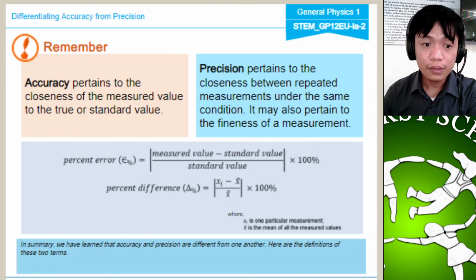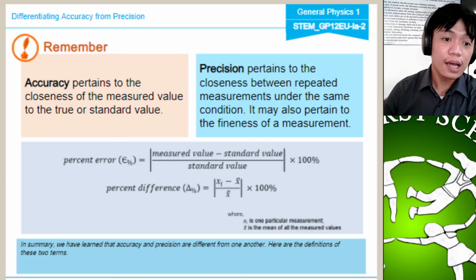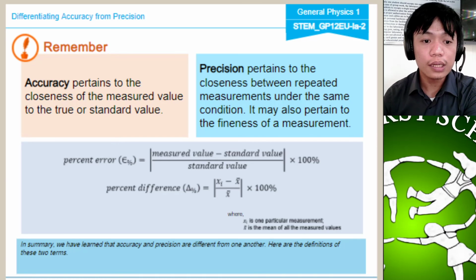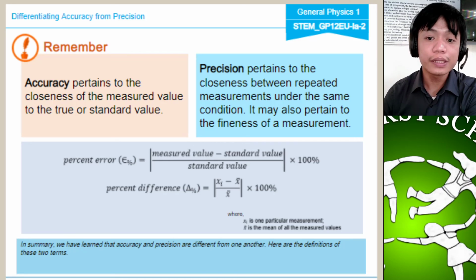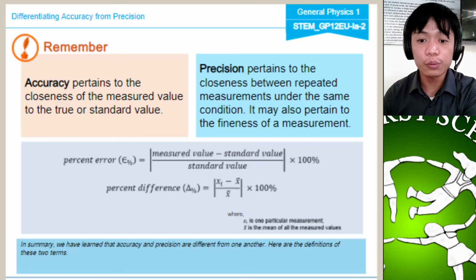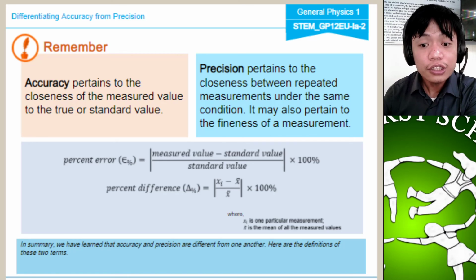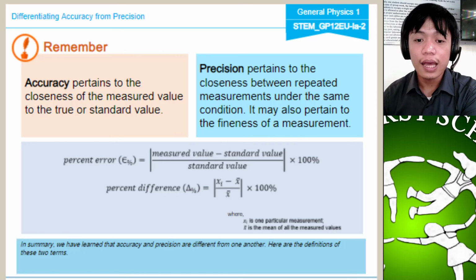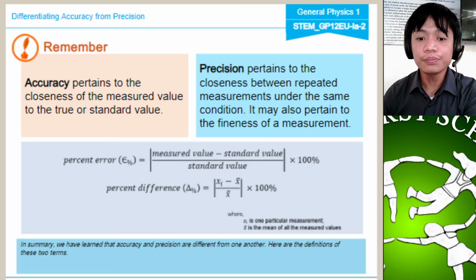So take note or remember, accuracy pertains to the closeness of the measured value to the true or standard value. Next, precision pertains to the closeness between repeated measurement under the same condition, and it may also pertain to the fineness of the measurement. So, I hope naging maliwanag sa inyo yung ating lesson today.